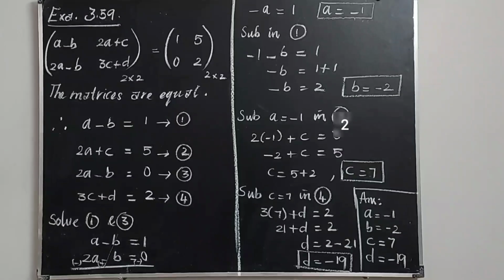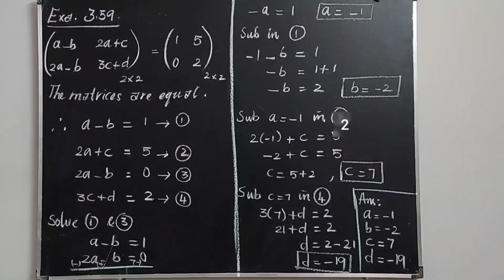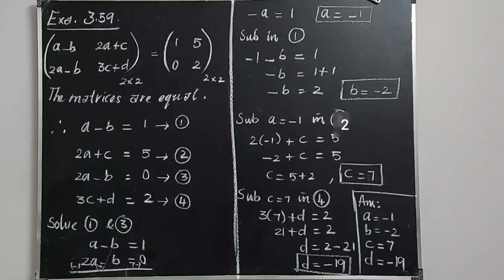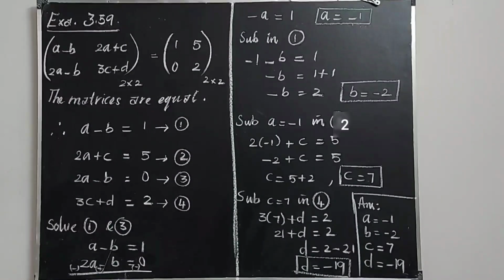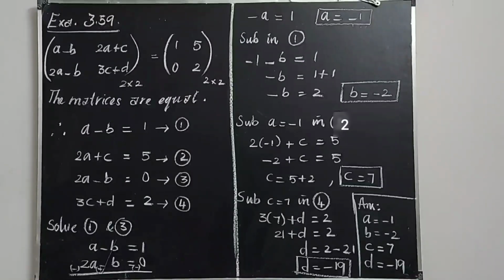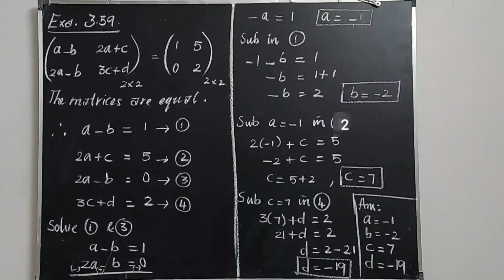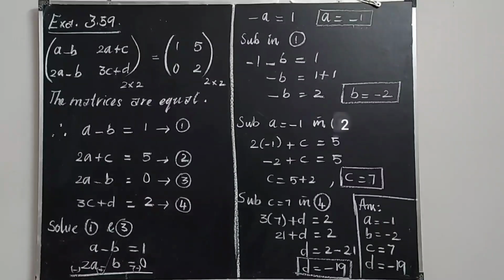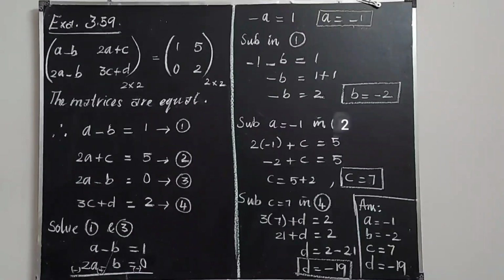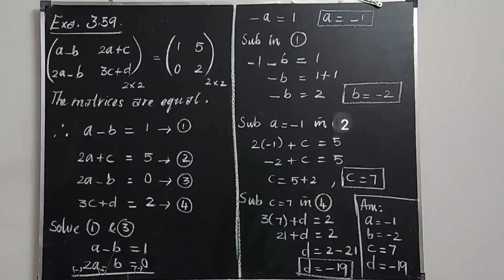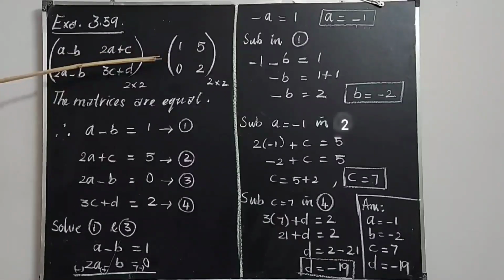Look at example 3.59 in your book on page number 143. Find the value of A, B, C, D from the equation. Two matrices are given, and how do you know that they are equal? In between there is a sign which is equal to. So it's an equation. From the two matrices we have to find the values of A, B, C and D. These are the two matrices which are given as equal.